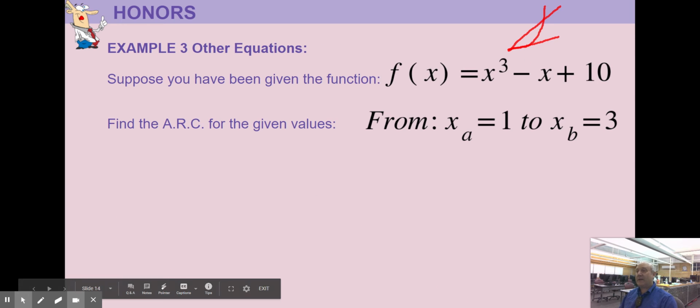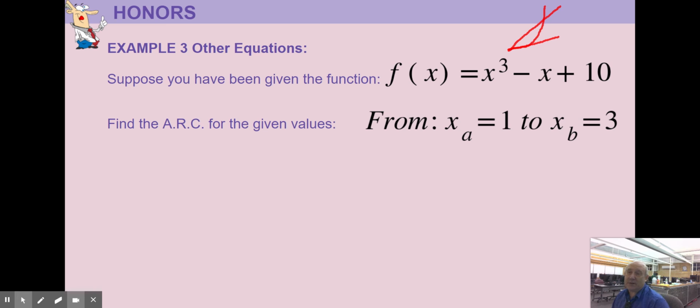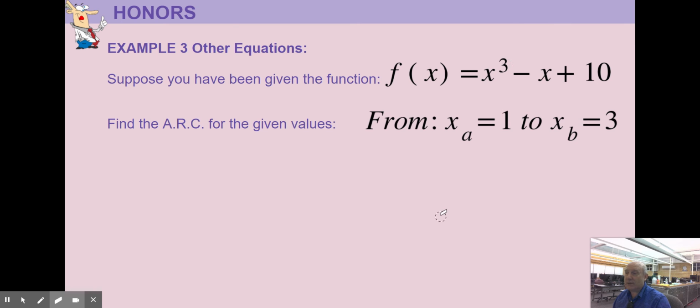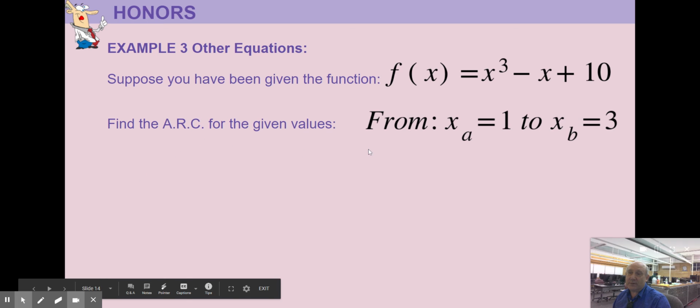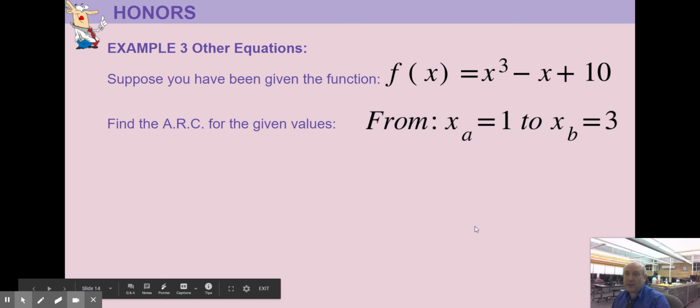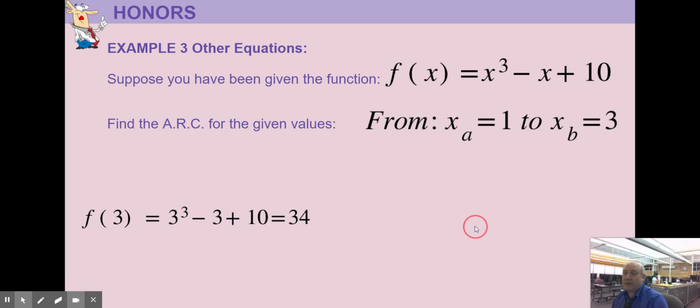In example 3, suppose you've been given the function x to the third power minus x plus 10, and we are finding the average rate of change from the same values, from 1 to 3. The same thing goes: we plug 3 in place of all of the x's, we get 34. And then we plug in 1 in place of all the x's, we get 10.